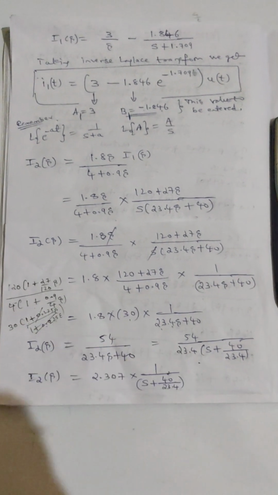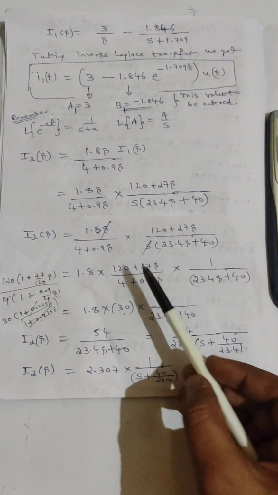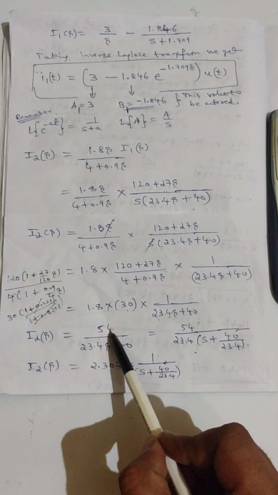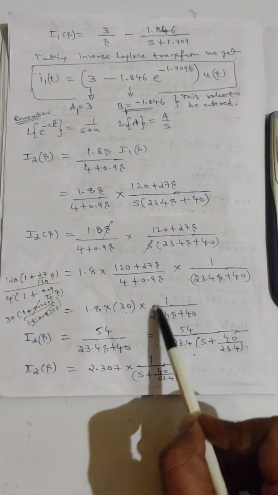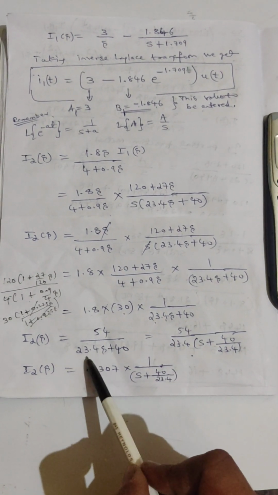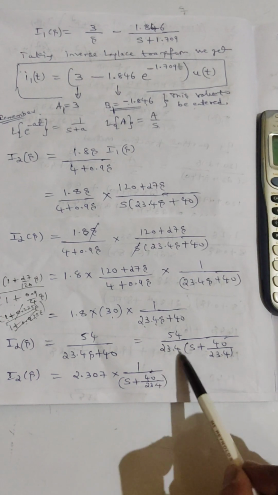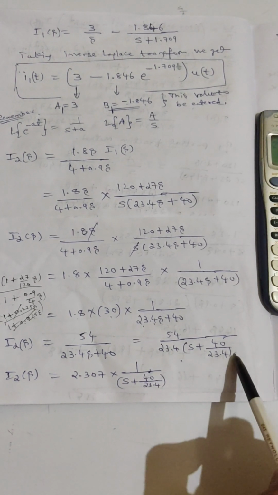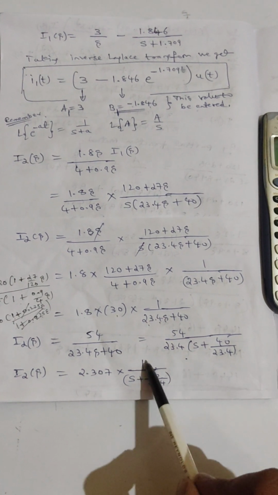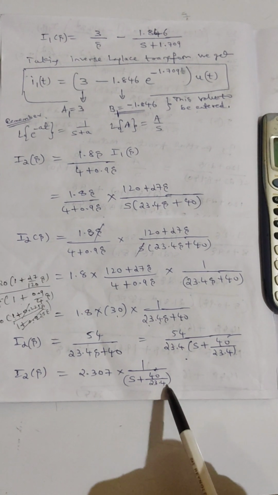Now multiply everything: 1.8 into 30 you will get 54. So 54 by (23.4s plus 40). Again, take this 23.4 outside, so we get 1 by (s plus 40 by 23.4). 54 by 23.4 is 2.307. So 2.307 times 1 by (s plus 40 by 23.4).